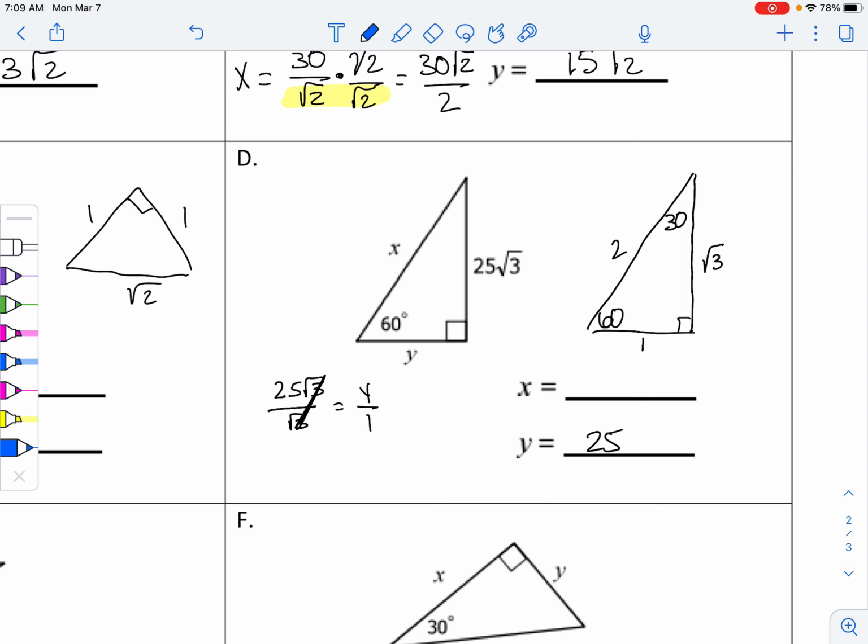So then to set up x, I'm going to have 25 square root 3 over square root 3 equals x over 2. I am going to cross out the square root 3's right away. And then this is really going to become a 1 down on that bottom because everything canceled. So the 1's just a placeholder. So I cross multiply. X times 1 is equal to 2 times 25. So x is 50.